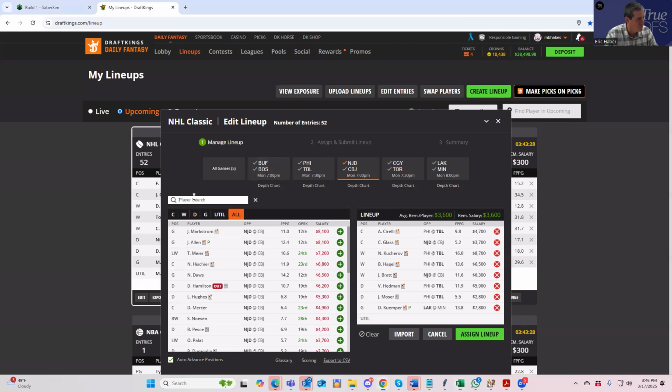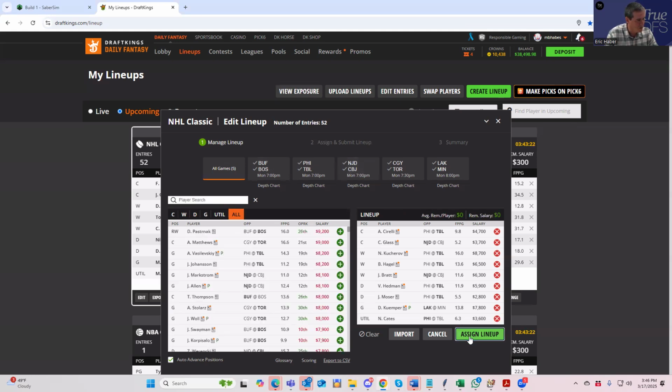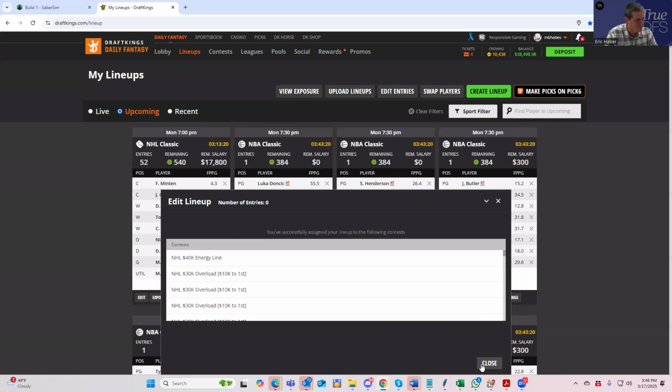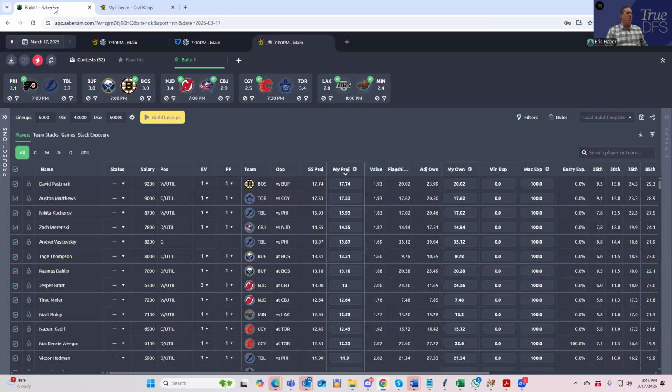So, for example, now we're not actually going to do this, okay? But just using our projections, you can build your lineups thusly. Okay, so now what I want to do is let's now use SaberSim to put all of this together.